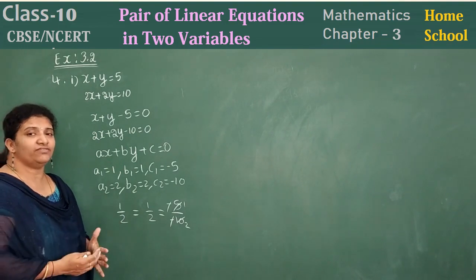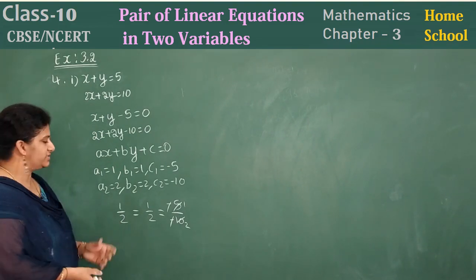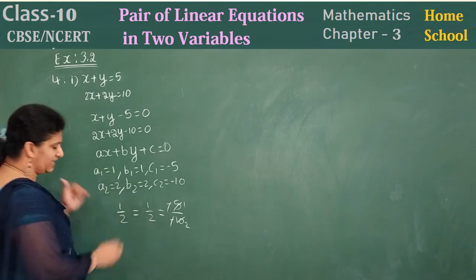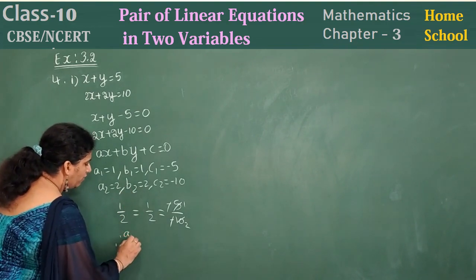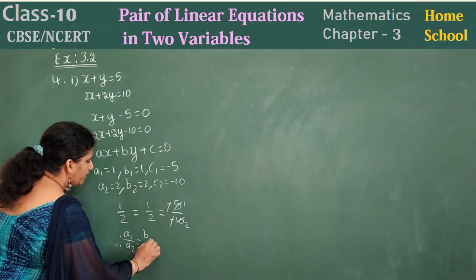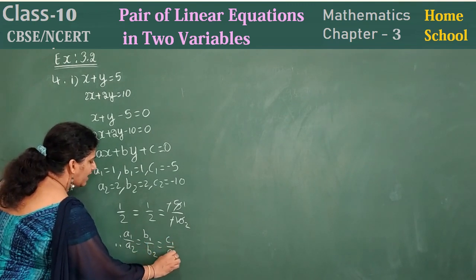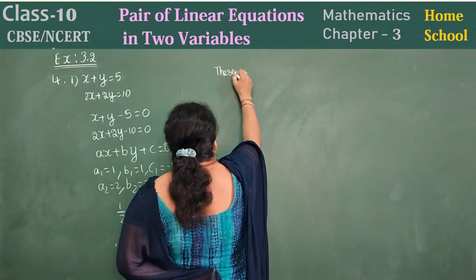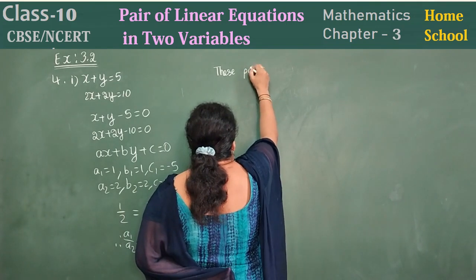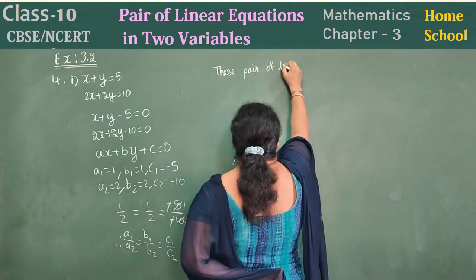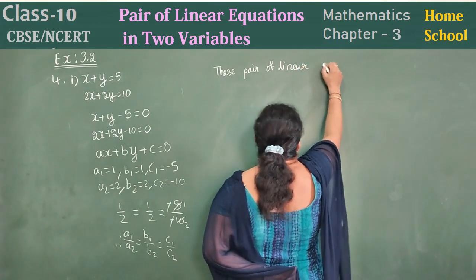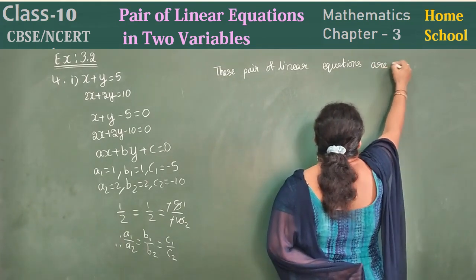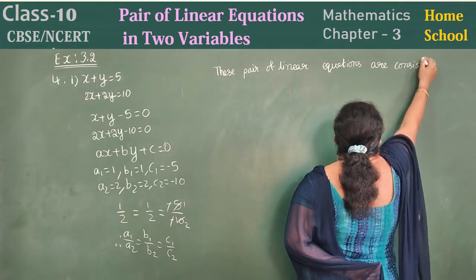Coincident means infinitely many solutions. Okay, if they have many solutions, then they will be consistent. So what can you say? Therefore, A1 by A2 is equal to B1 by B2 is equal to C1 by C2. Therefore, this pair of linear equations is consistent.